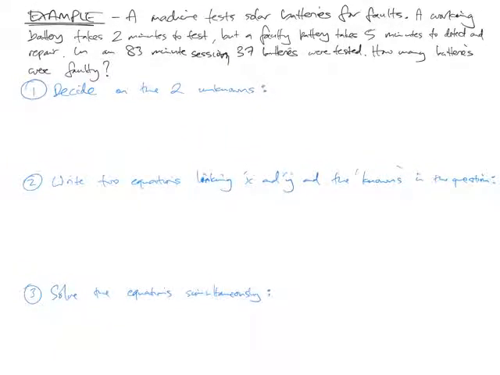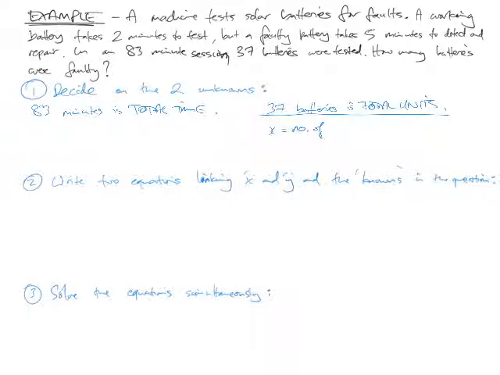So how am I deciding that? Well, 83 minutes is a total time. 37 batteries is total units. It's pretty quick to decide based on 37 batteries as total units what my variables would be, because I could say x is the number of good batteries, and the other variable y is going to be the number of bad batteries, and they're going to be linked with the number of total batteries overall. Those two numbers added together are going to be 37.